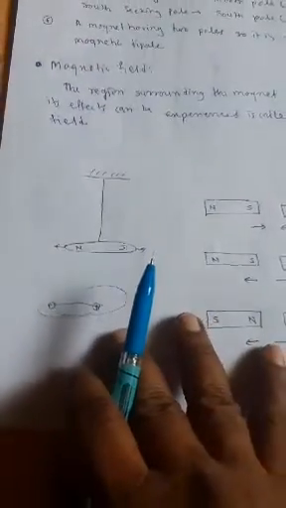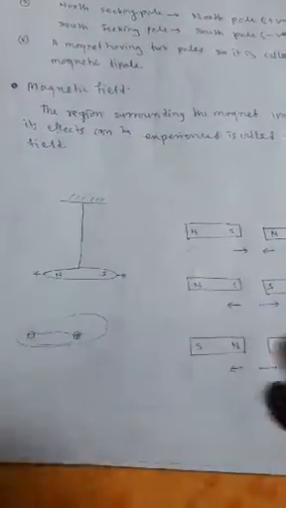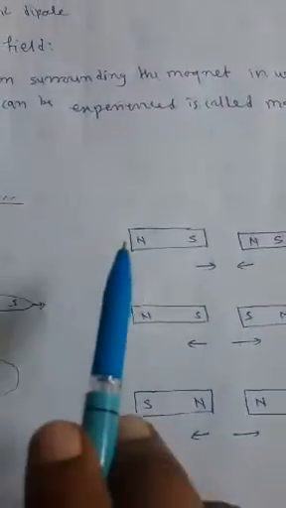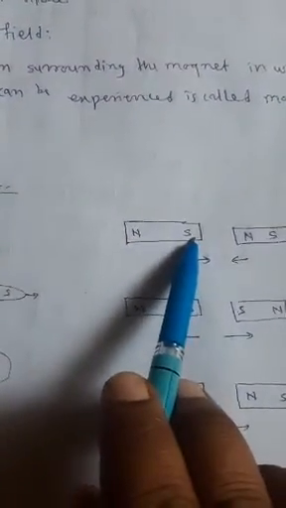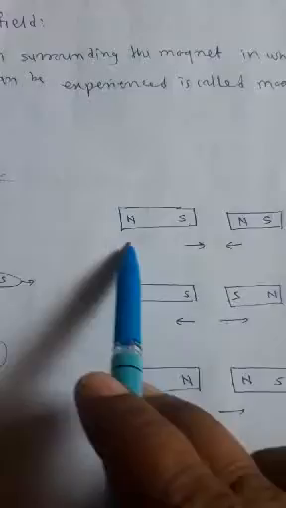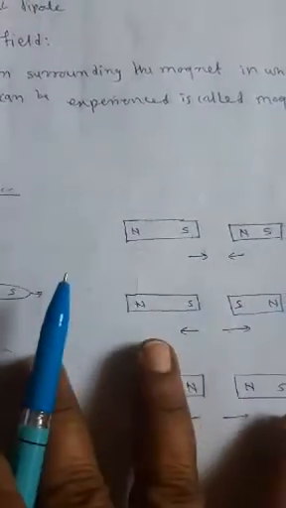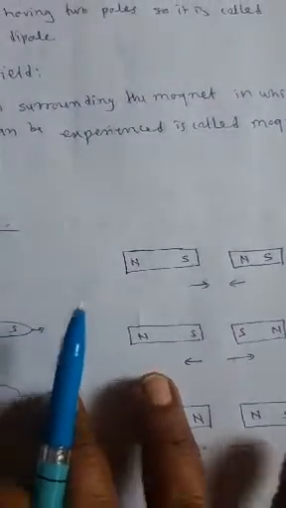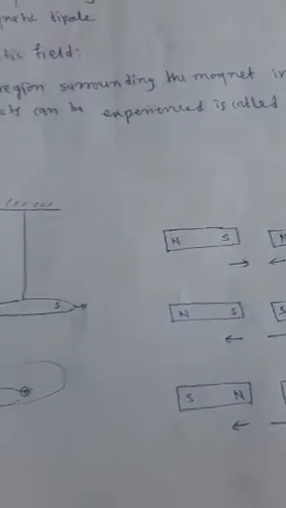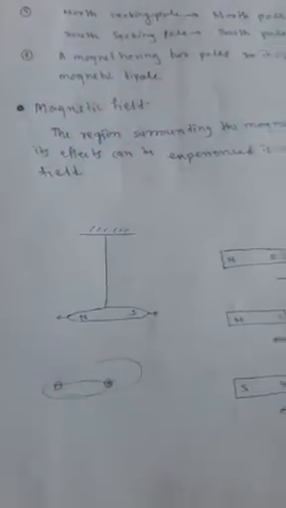Similarly, in case of magnetism, a magnet consists of two poles, say N pole and S pole. Therefore, this system is also known as a magnetic dipole. Any magnet consists of two poles, N pole and S pole, so it is known as a magnetic dipole.